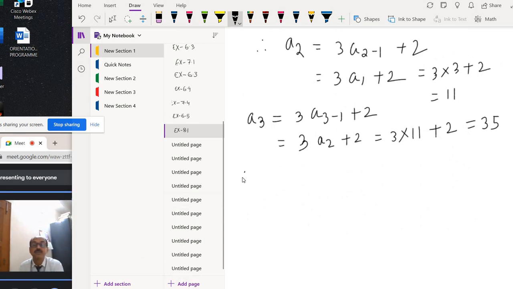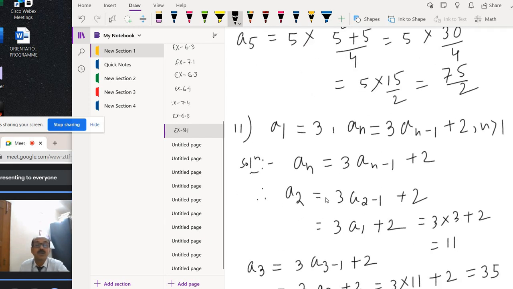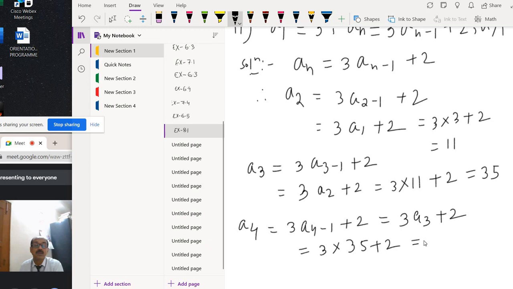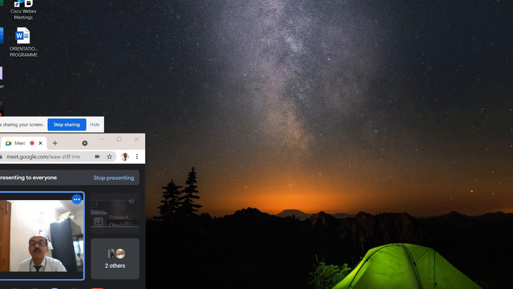Now a4 equals 3 into a4 minus 1 plus 2, which is 3A3 plus 2. A3 is 35, so 3 into 35 plus 2, which is 105 plus 2, which is 107.